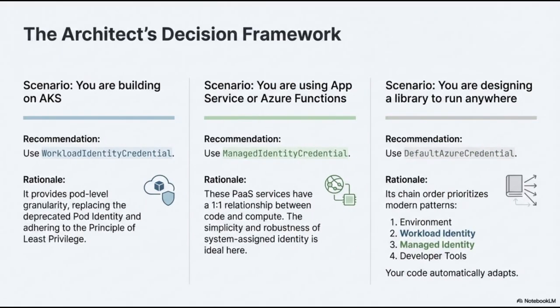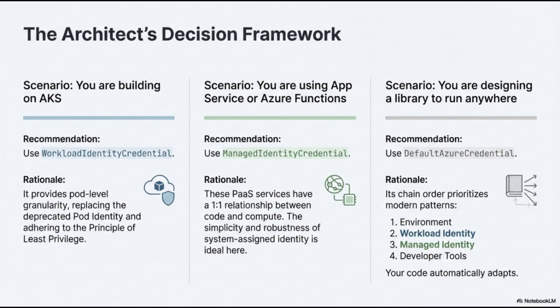The architect's decision framework provides a clear roadmap for selecting the right Azure identity credential based on your application's environment. When you are building on Azure Kubernetes Service, the recommended choice is Workload Identity Credential. This provides granular control at the pod level, serving as the modern replacement for the deprecated pod identity while strictly adhering to the principle of least privilege. If your workload is running on PaaS services like Azure App Service or Azure Functions, you should use Managed Identity Credential. These services feature a one-to-one relationship between code and compute, making the simplicity and robustness of a system-assigned identity the most effective solution.